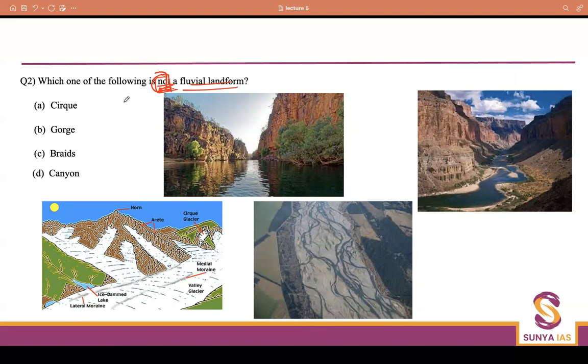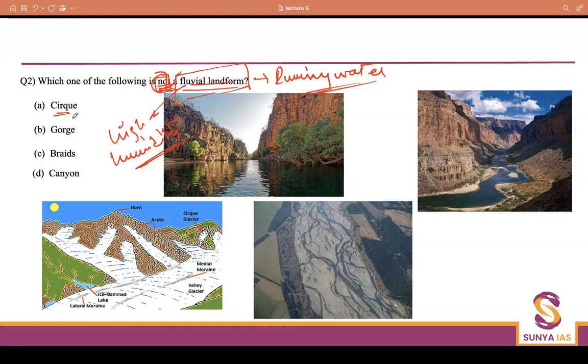So coming back to the question: which one is not a fluvial landform? First of all, you have to understand what is meant by a fluvial landform. Fluvial landforms are basically landforms which are developed by running water. Whatever landforms are developed by running waters are known as fluvial landforms. And generally it is seen that fluvial landforms are formed in areas where humidity is high. These are the areas where fluvial landforms are commonly seen and formed.